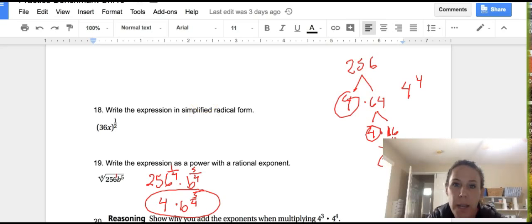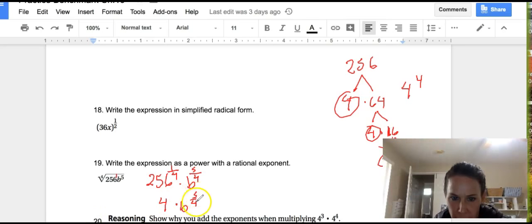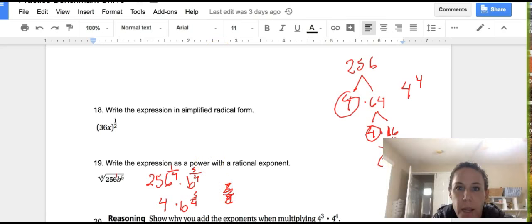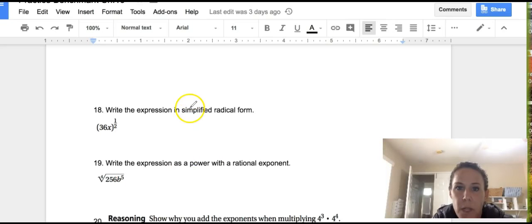That's not written very clearly. Let's undo that. That should be 5/4. That's what that says, 5/4. I didn't write that very well. Okay, let's go ahead and clear that out and pull down to number 20, reasoning.